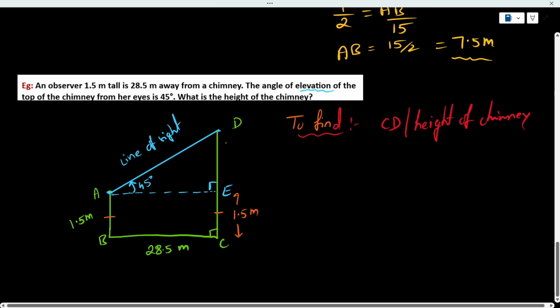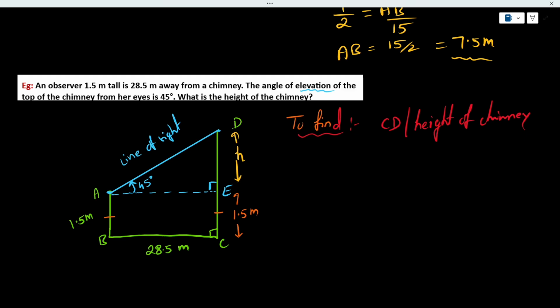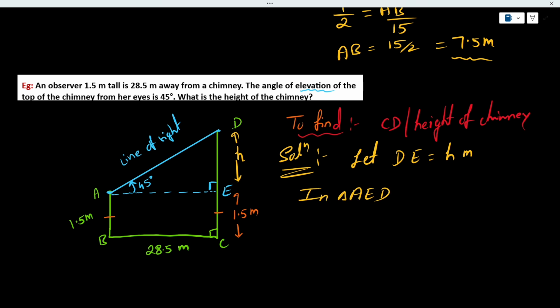Again, I need to choose the triangle. So I do not have DE, right? Whenever a height is missing, you can take H. If anything horizontal is missing, you can take X and Y. So in the solution, because I marked that, first you define: let DE be equal to H meter, right? Now, which triangle am I going to consider here? Right triangle. In triangle AED, angle AED is 90 degree.